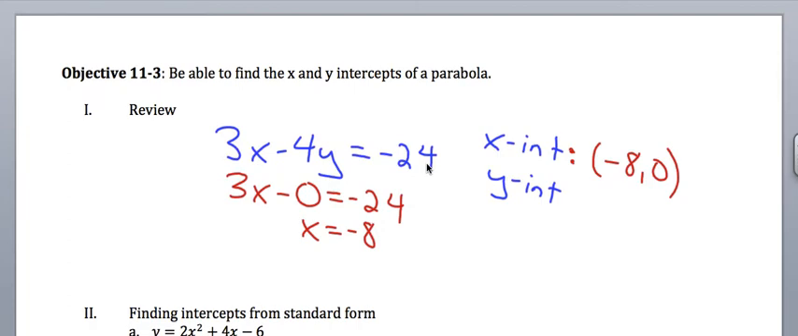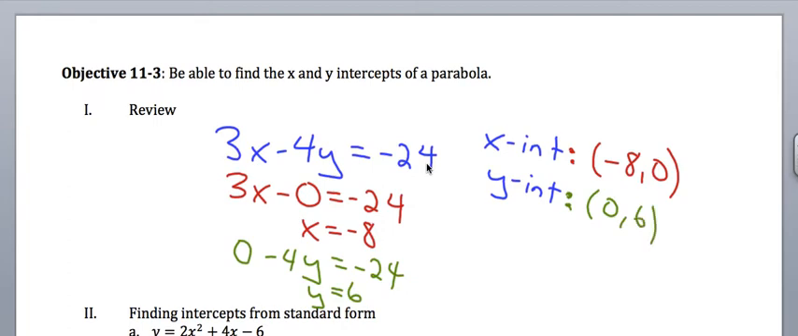Looking at that from the other perspective, if x were 0, and I had 0 minus 4y equals negative 24, I would get that y was equal to 6. So my y-intercept would be 0, 6. Okay? So the way that you find an intercept is you plug in 0 for the other variable, and then you solve for the one that you have left. So x-intercept, plug in 0 for y, solve for x. Y-intercept, plug in 0 for x, and solve for y.